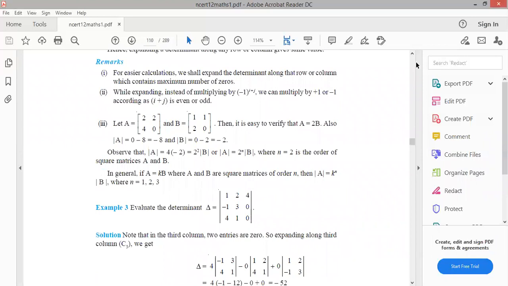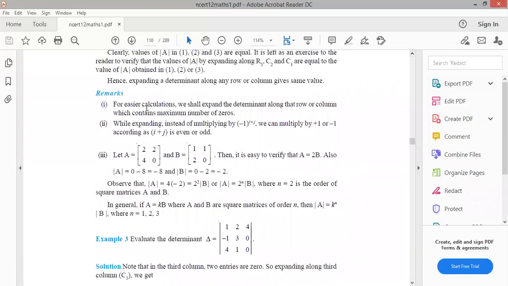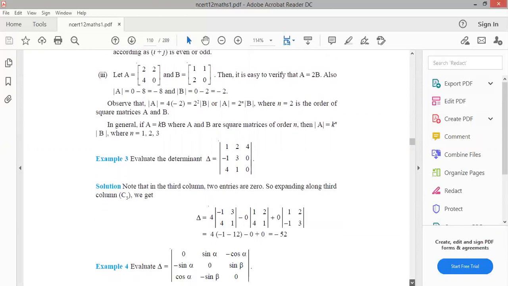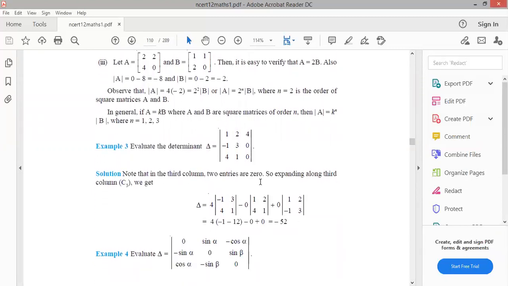Now, here are some remarks. You may please go along with these remarks. Here is the question, how to evaluate this determinant. This is a determinant. We are supposed to evaluate this. Here, I would like to tell you one important point: we should expand or evaluate a determinant along that row or column that has the maximum number of zeros, because that's very easy. For example, in column number 3, we have the maximum number of zeros. So we will evaluate this along column 3.